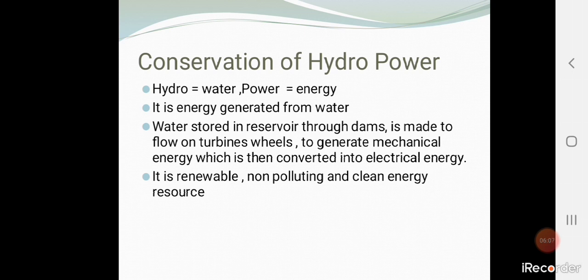Water stored in a reservoir through dams is made to flow on turbines to generate mechanical energy, which is then converted into electrical energy. Same like windmills. First kinetic energy gets converted into mechanical and then it's converted into electrical. Here potential energy gets converted into mechanical and then finally it gets converted into electrical energy. Again, of course, hydropower is a renewable energy source and a non-polluting and clean energy resource as well.